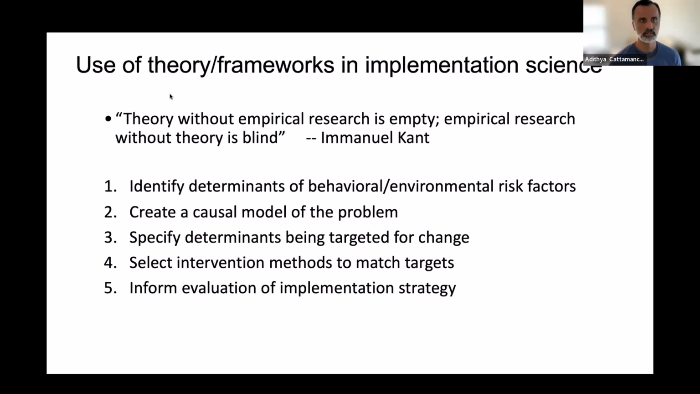And we use them to identify determinants of behavioral and environmental risk factors, to create a causal model of the problem, to specify which determinants are being targeted for change, to select appropriate intervention methods to match those targets, and then to inform what outcomes we're going to measure to evaluate the implementation strategy. So with implementation science frameworks, there's lots of them now, and there are different uses for different frameworks among these 5 generic uses I've listed on the slide. I'm not going to go into the detail of all the frameworks. That's a longer discussion, or a longer webinar. But just know that it's key within this field that there are models and frameworks one can use to inform each of the things listed on the slide.